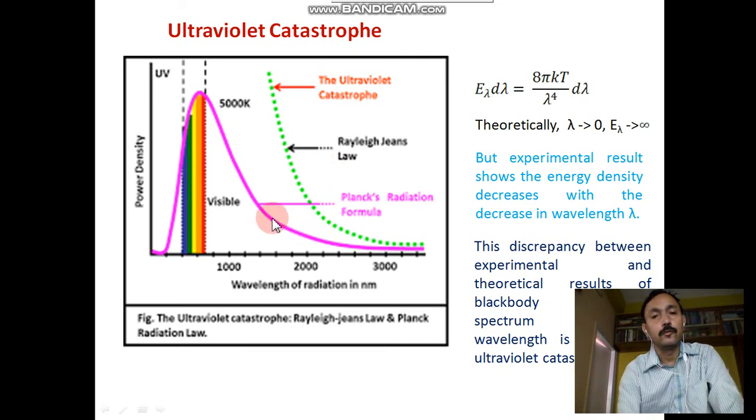Look at this figure. As the wavelength decreases, this is the change. But as per theory, if lambda tends to 0, Rayleigh's law states that it will move to infinity. This is the ultraviolet catastrophe. But here in the curve, if lambda tends to 0, E lambda tends to 0, from this maximum to minimum 0; it will not move to infinity. This is the ultraviolet catastrophe.